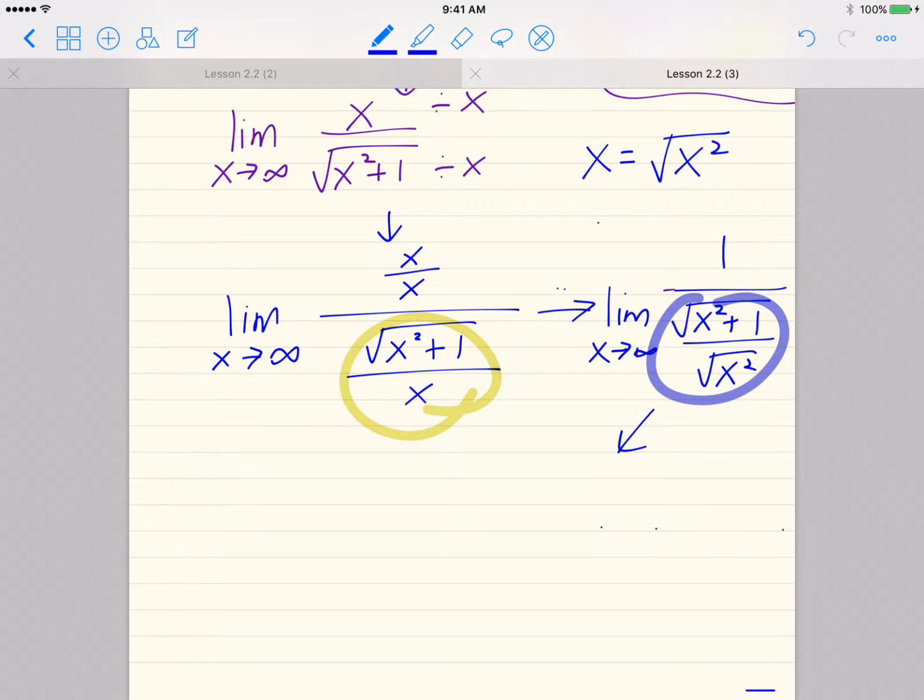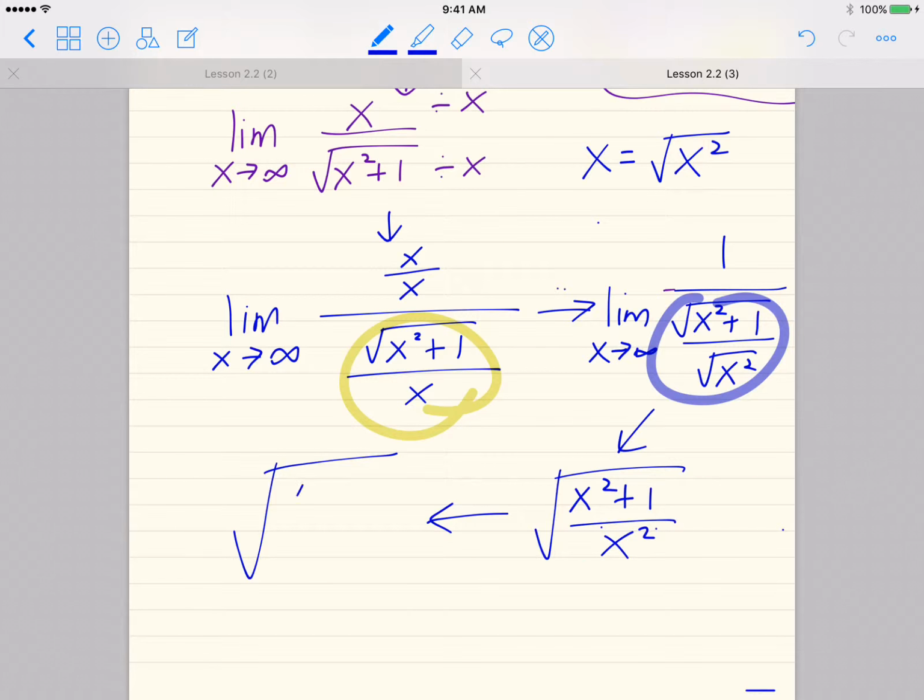So let me write that part right there. That becomes radical x squared plus 1 divided by x squared. They're both square roots, you're just dividing them, so you could put them as one quotient inside of the square root. Then you have a fraction with a sum on the top, x squared plus 1, so you could split that up as x squared over x squared plus 1 over x squared. The x squares cancel out, and you end up with the square root of 1 plus 1 over x squared.